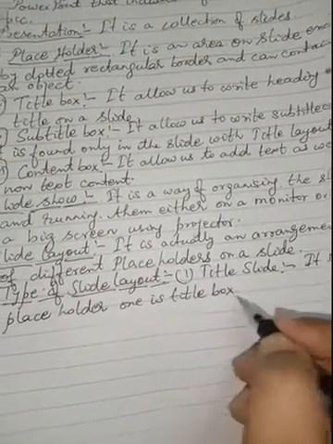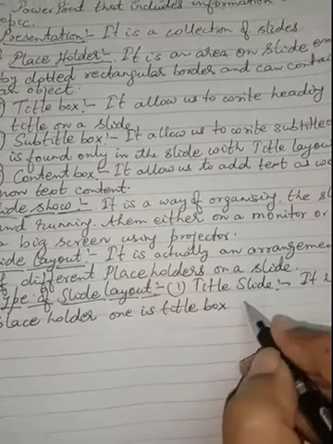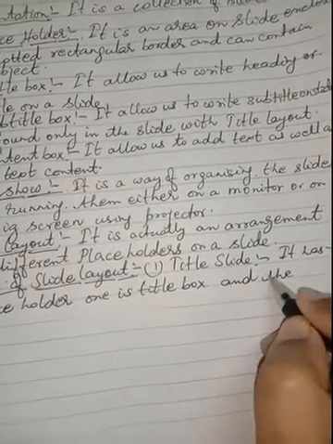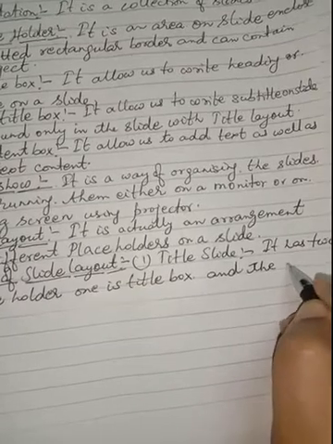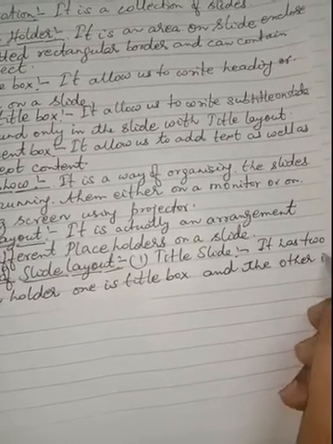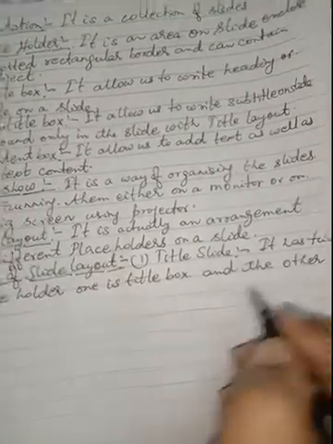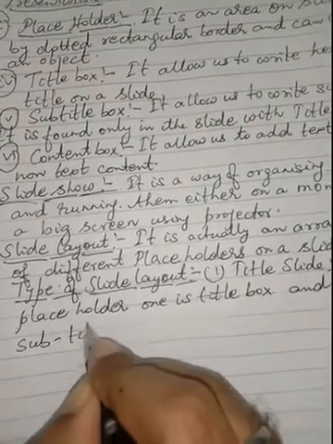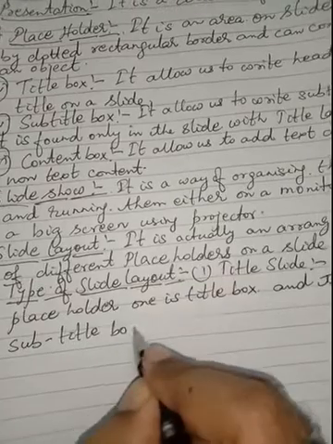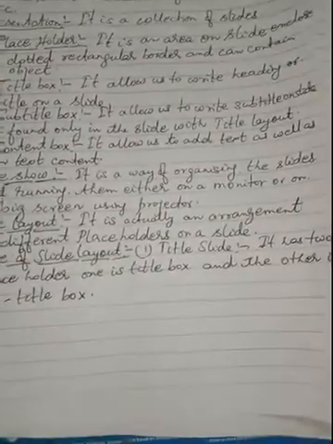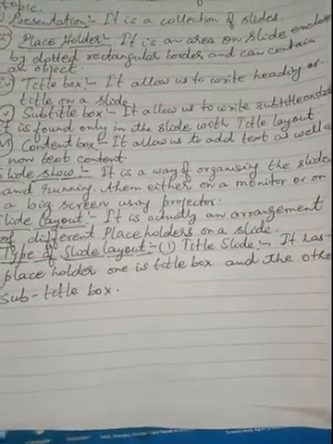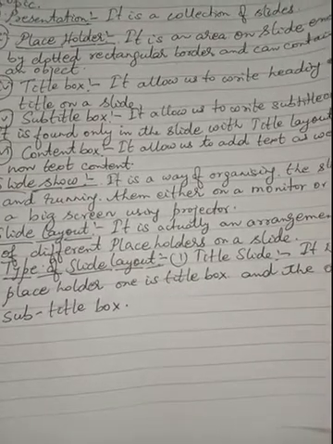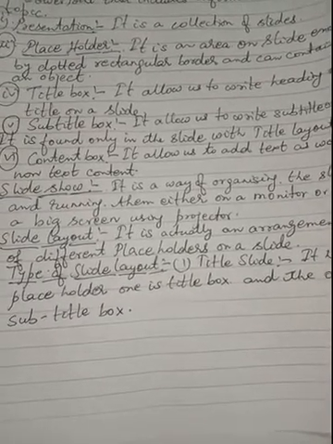One is the title box and the other is the subtitle box. So the title slide has two types of placeholder: the title box and the subtitle box. We have already discussed the title box and the subtitle box.